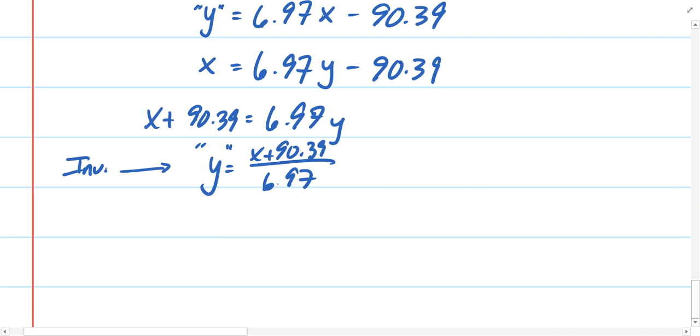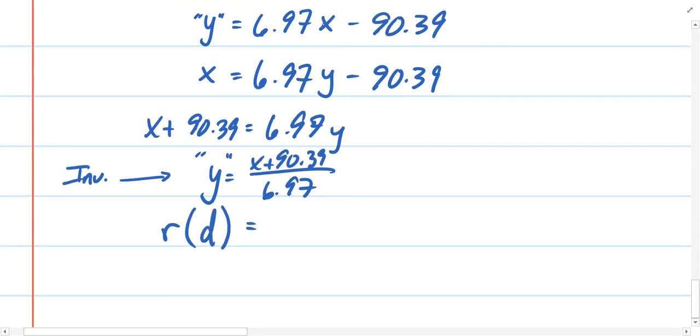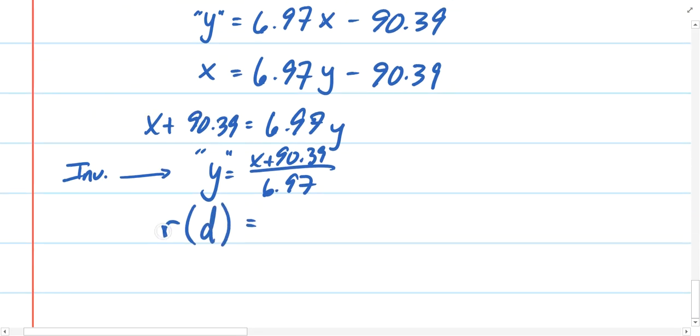And if we think now back to the terminology that we were using originally, instead of d in terms of r, we now have r, the rate, in terms of d, our distance. So the rate required to stop a car based on the distance that it traveled before stopping would be d plus 90.39 divided by 6.97.